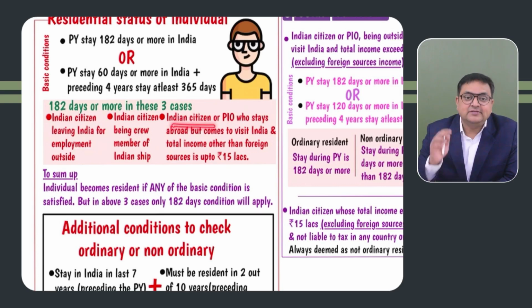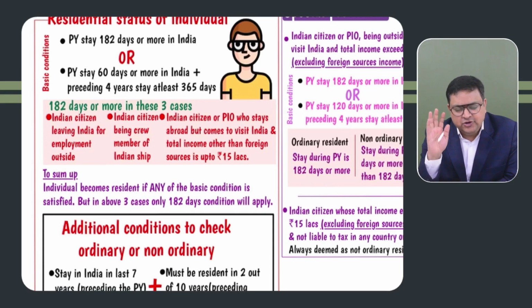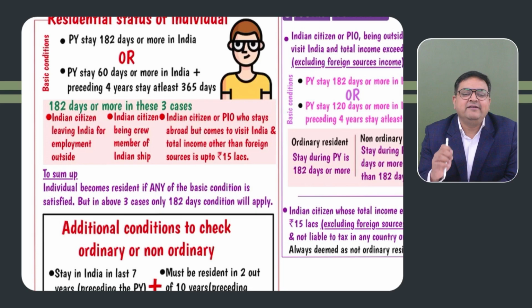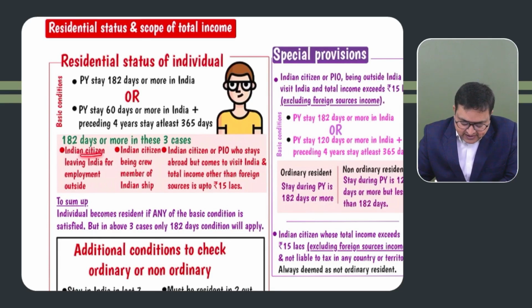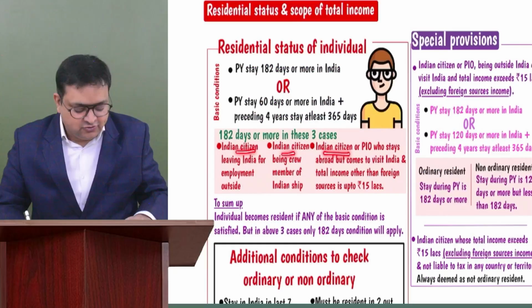Third is an Indian citizen who comes to visit India, who generally is living outside, but is coming to visit India. And here, either he could be an Indian citizen or a person of Indian origin. We all know what a person of Indian origin is: one whose parents or any of the grandparents were born in undivided India. So in all three cases, majorly you see that Indian citizen is common.